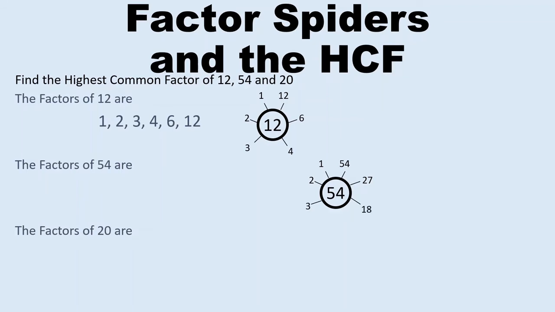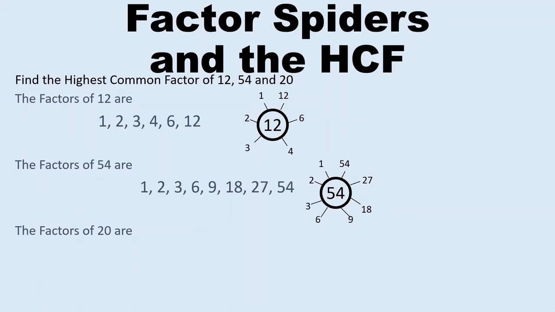What about by 4? No, we can't divide by 4. 5? No. 6? Yes, we can divide by 6. 54 divided by 6 is 9. How about 7? No. 8? No. Our next possible number is 9, and we've already got it. So we've got all of the factors of 54. In order, again, working our way around the spider, we've got 1, 2, 3, 6, 9, 18, 27, and 54.